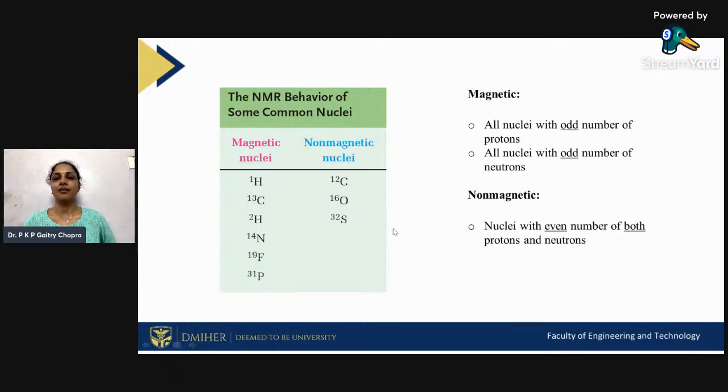So here are a few examples of the nuclei which are NMR active. H1 is a very common nucleus we studied. C13 is again a very important tool, C13 NMR. Then you have N14, F19, P31. H2 also is a nucleus which has its magnetic component, and so it is NMR active. Whereas C12, O16, S32 are non-NMR-active nuclei. That means they do not give the NMR spectrum.